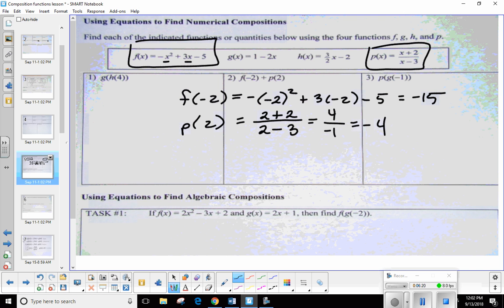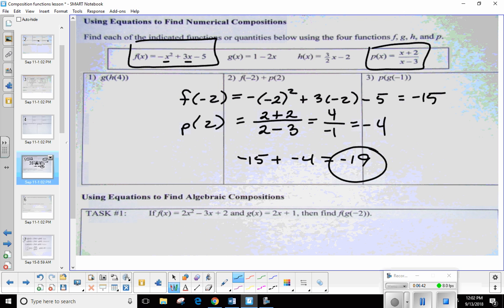Okay. That's exactly right. Remember, all it wanted us to do was go ahead and take a sum of these two evaluated functions. So Nathan's absolutely right. The negative 15 plus the negative 4 is now going to give me a negative 19. That's all we got.